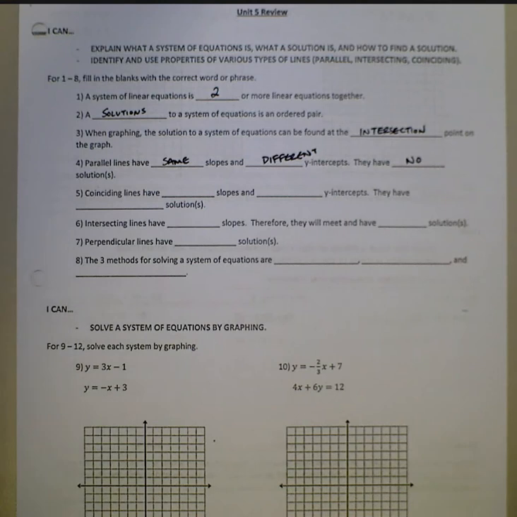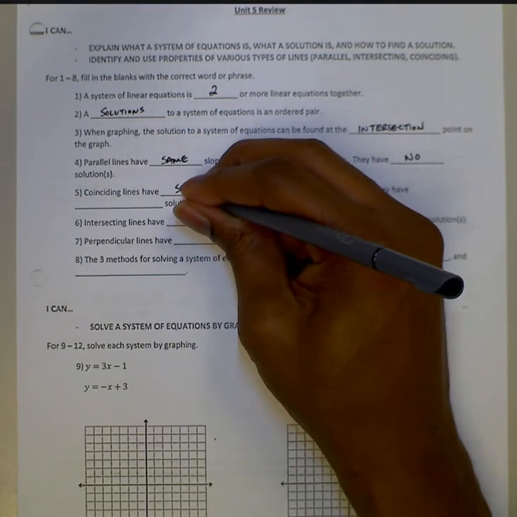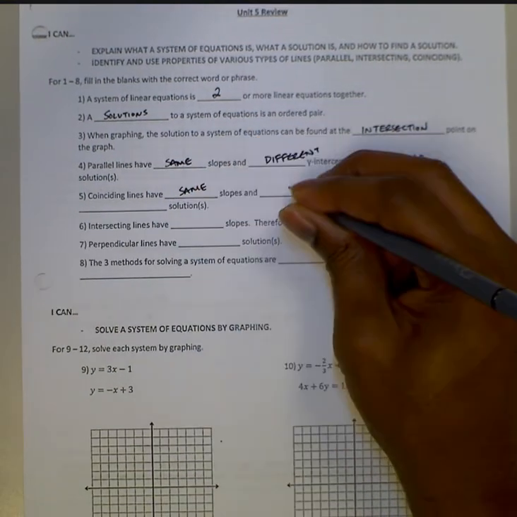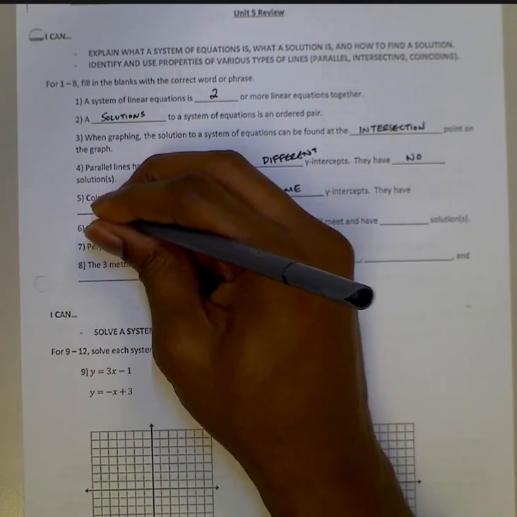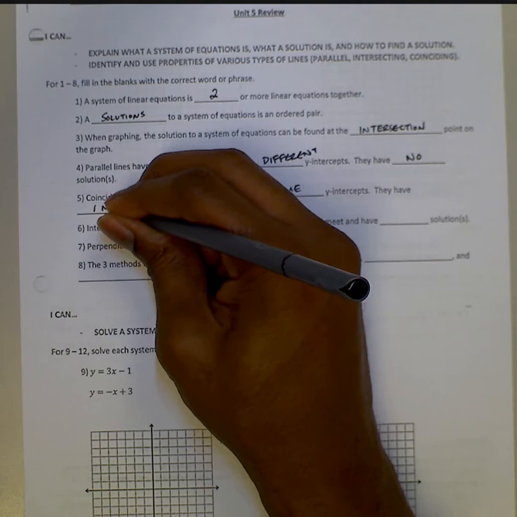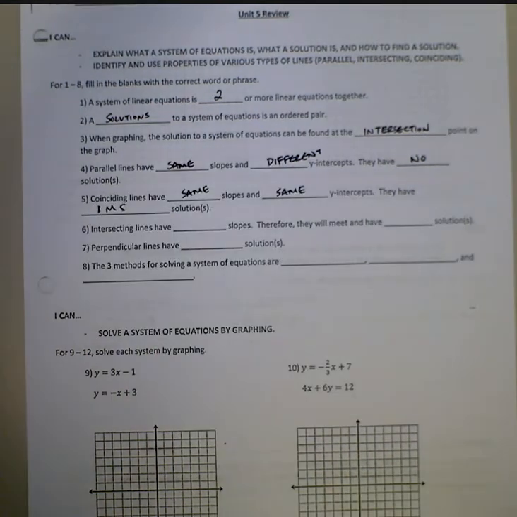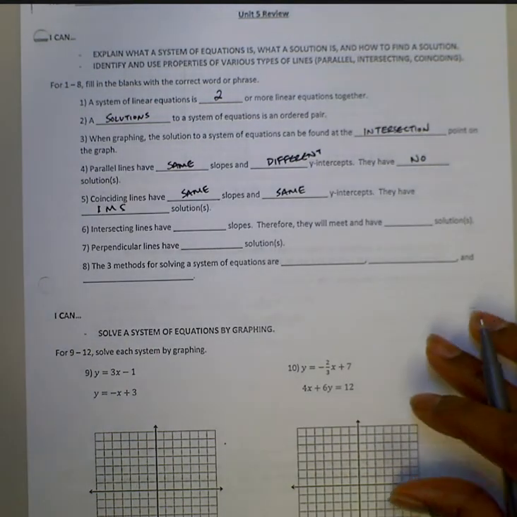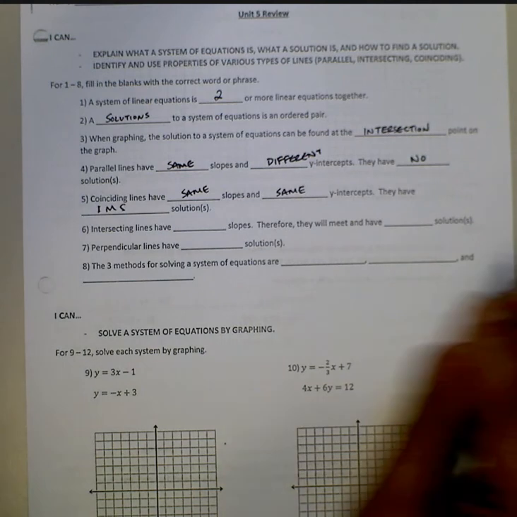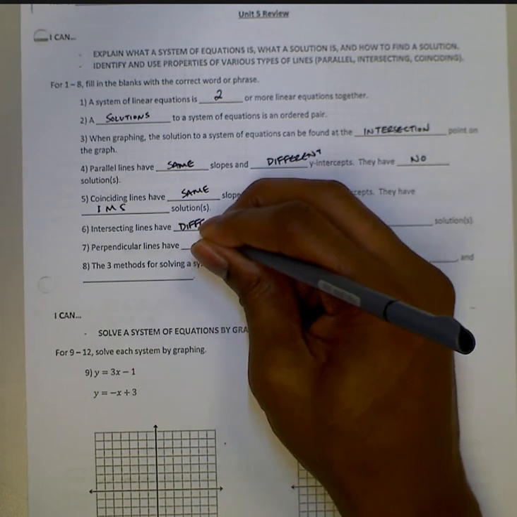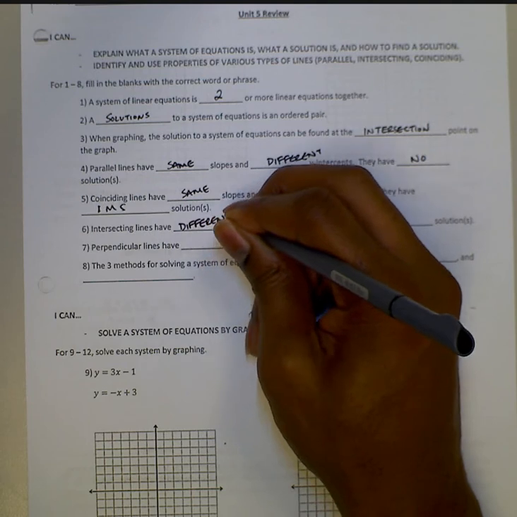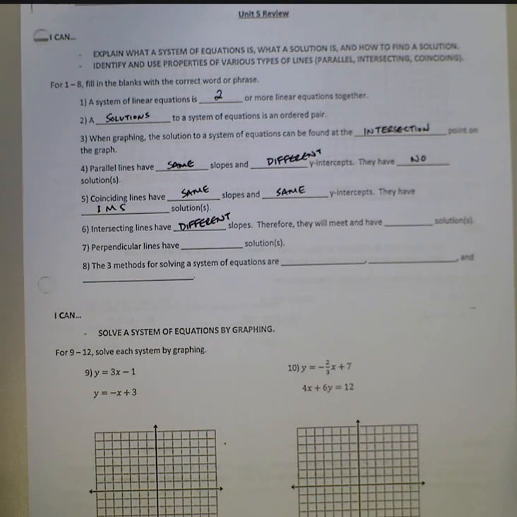Coinciding lines have the same slope, but they also have the same y-intercept, and therefore they appear to be the same line. They have infinitely many solutions. I'm just going to abbreviate that as IMS. Intersecting lines have different slopes. So if they meet just once, that means they must have different slopes, and therefore they will meet and have just one solution.